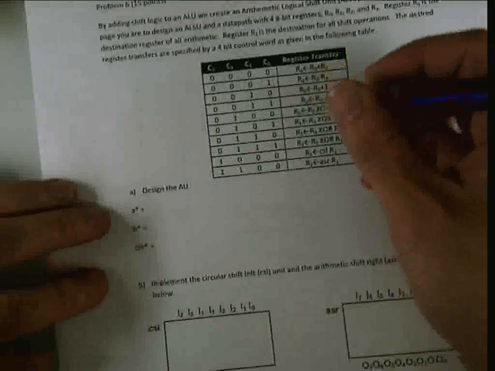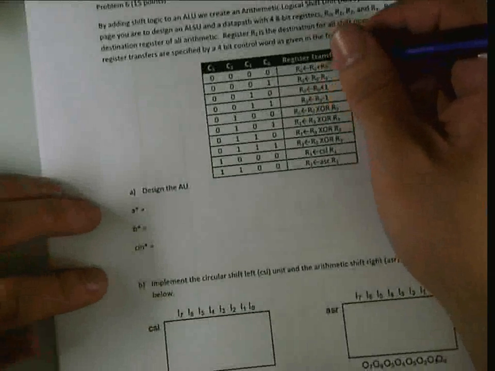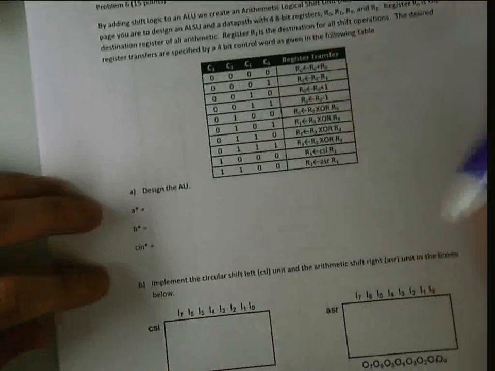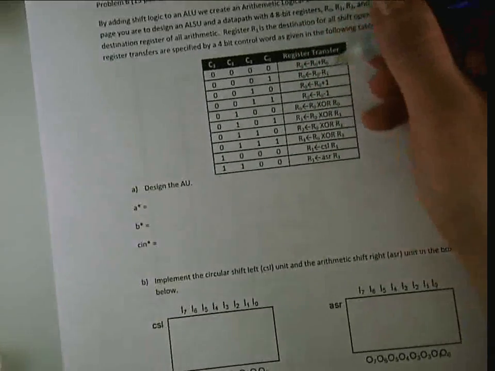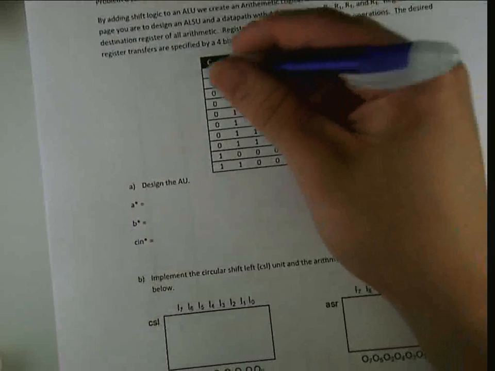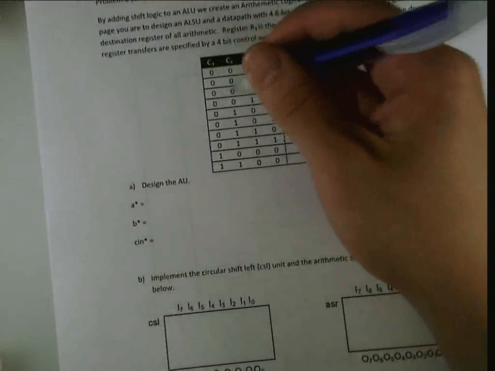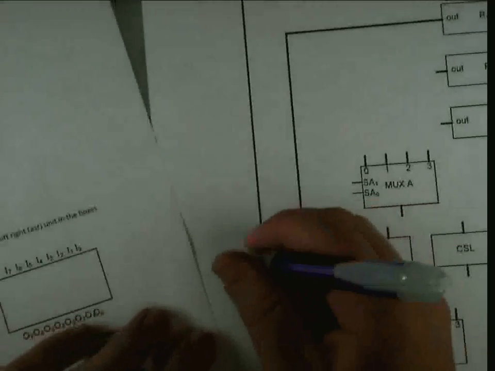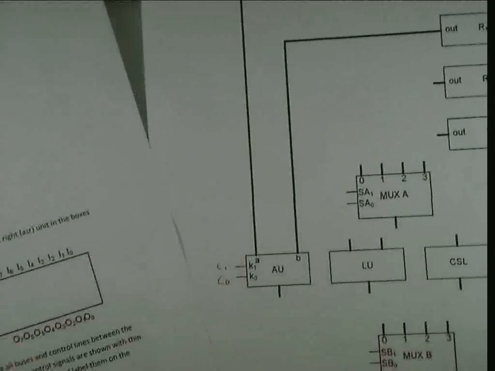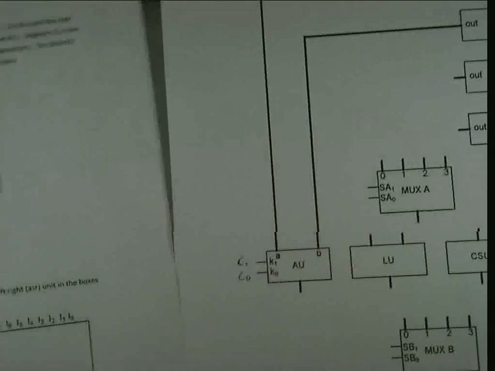R0 plus R0 is my first, so I just need to pay attention to these. What I notice is that all these share C3 and C2 in common, so these aren't going to pick between them, but C1 and C0 are. So I might as well take care of that right now on this block diagram and put C1, C0 there. That's what's determining my arithmetic function.